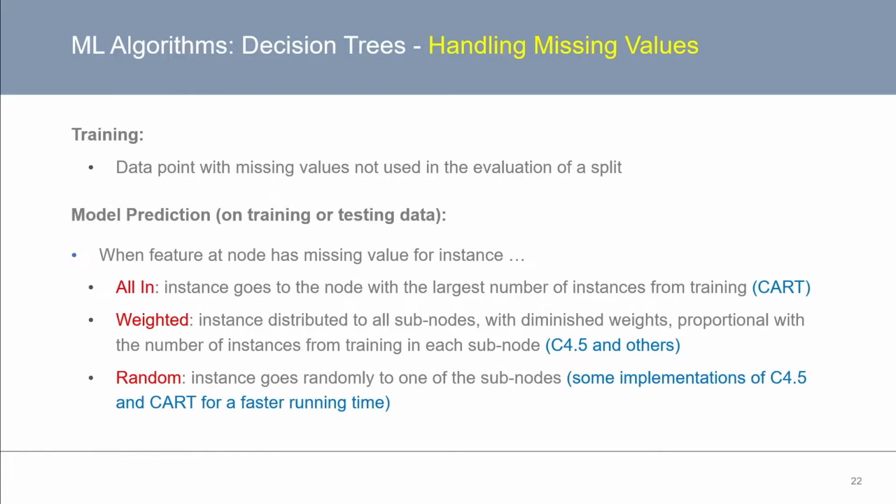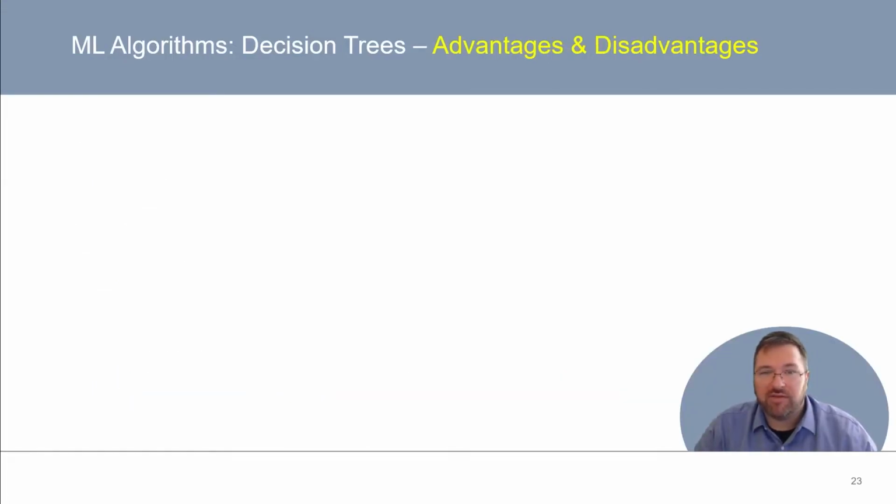And lastly, there's the random approach, where the instance with a missing value at the feature is randomly sent to one of the offspring nodes. This approach is available in some implementations of C4.5 and CART and has been used to achieve faster runtimes. At this point, hopefully you have some better intuition regarding how decision tree algorithms typically work. Before moving on to other tree-based algorithms, let's review some of the notable advantages and disadvantages of decision trees.